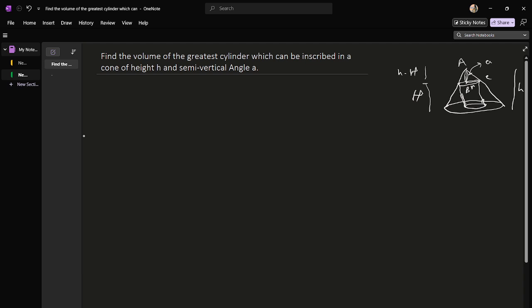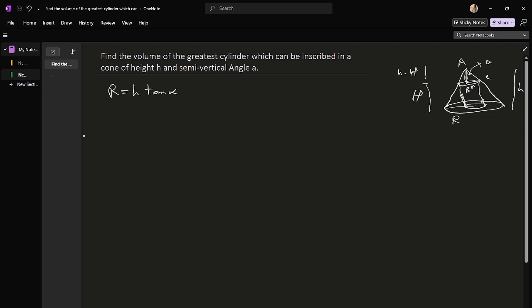Okay. Now we can say that our R is equal to, now what is the big R? Big R is the radius of the cone. Okay. So big R equals h tan alpha.